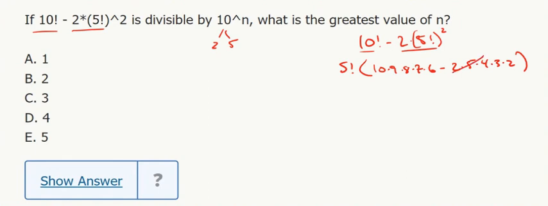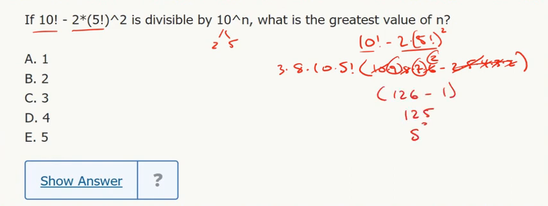What can I take out? Well, a 10 from each term goes outside. How about an 8 from each term? How about a 3 from each term? That 6 becomes 2. So that's all I can factor out because this whole thing is clear. So what am I left with? 2 times 9 times 7, which is 126, minus 1. Okay, that's 125, which is 5 cubed.